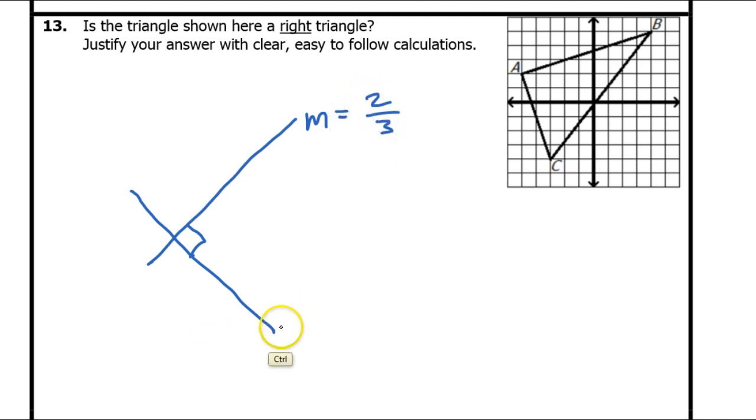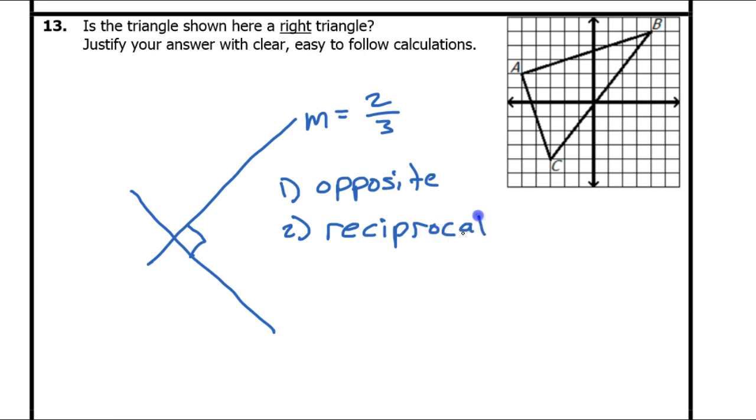Then the slope of a perpendicular line will have two qualities. Number one, it will be opposite in sign, and number two, it will be reciprocal. Opposite and reciprocal. That's how you describe the slopes of perpendicular lines. So the slope of this perpendicular line will be reciprocal. So instead of 2/3, it would be 3/2. And it will be opposite, meaning instead of positive, this one will be negative.